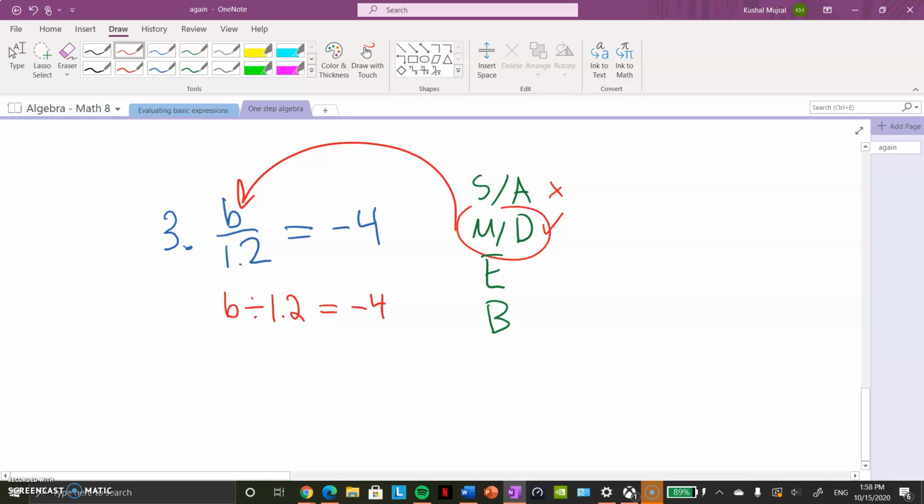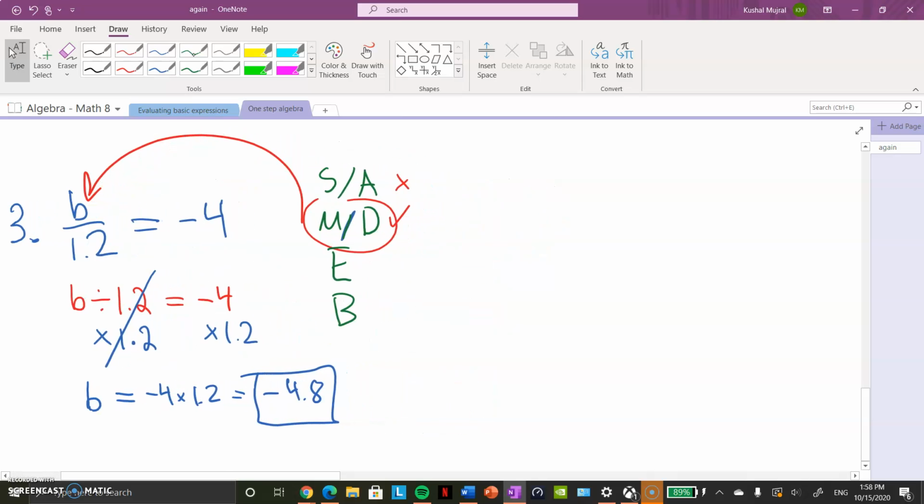So there's two ways we can solve this, and I'll show you both methods. One is, okay, so we know that the opposite, right? The opposite of a division is a multiplication, so we're going to multiply this by 1.2. This cancels, multiply this by 1.2. And so b equals negative 4 times 1.2, which is negative 4.8. Okay? Now I'll show you the other way to do this.